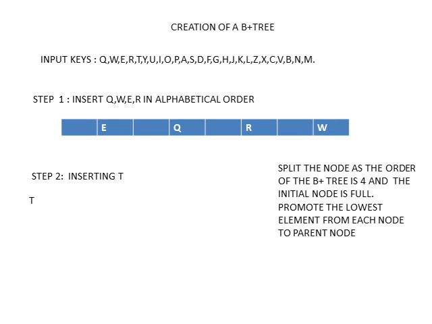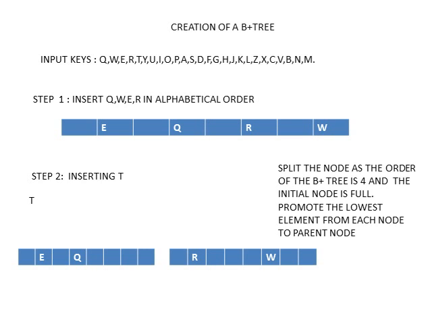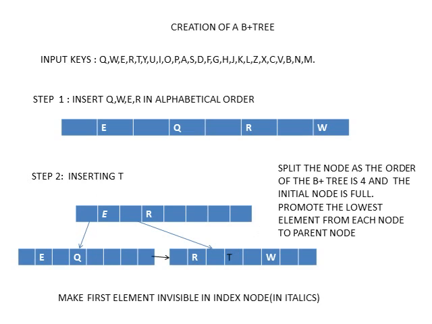While inserting T, since it is a B plus tree of order 4, the initial node is full. Therefore, we split the node and promote the lowest element from each node to the parent node. As we see, T is being inserted. Next, we make the first element invisible in the index node.